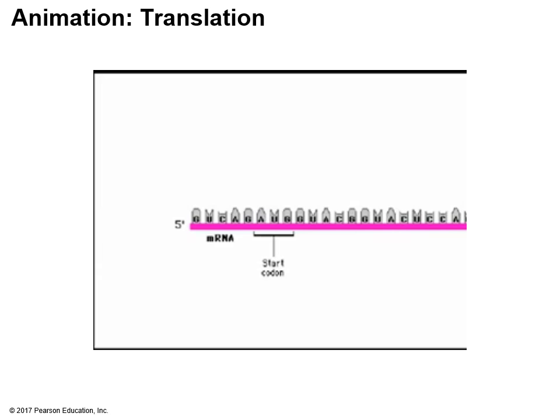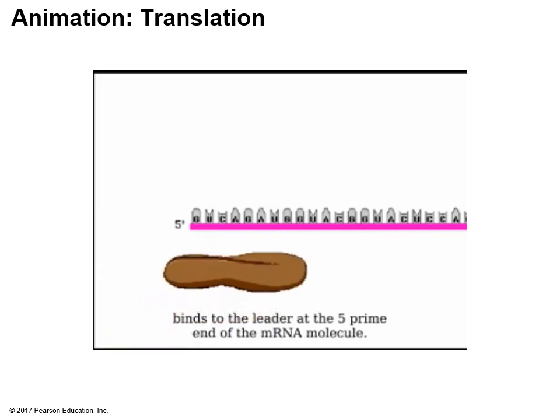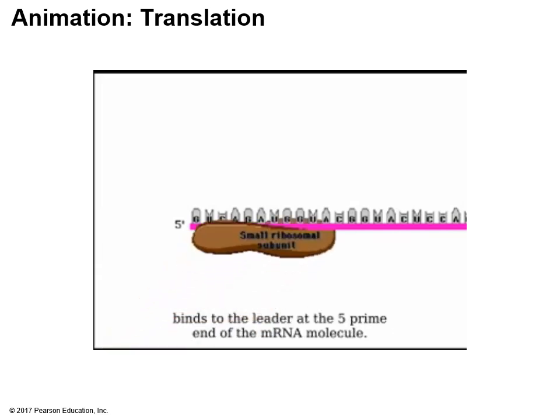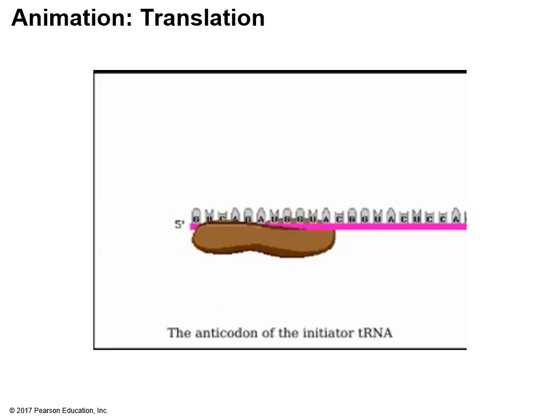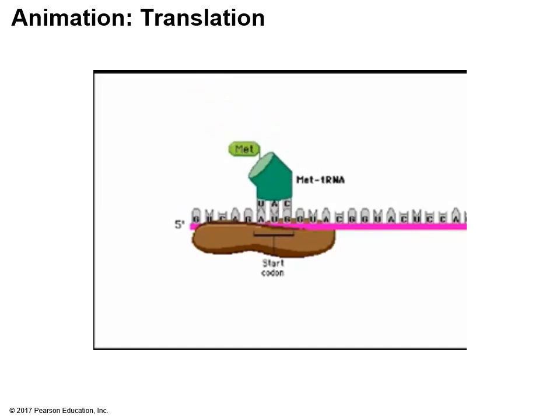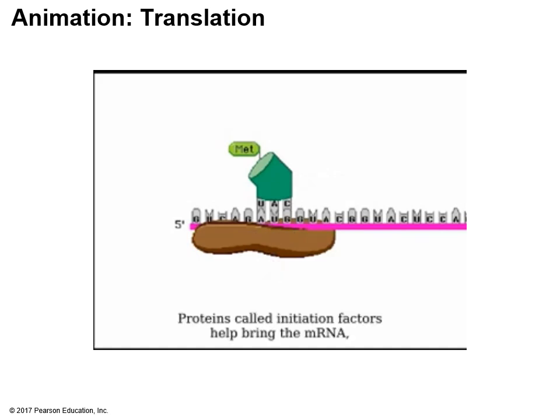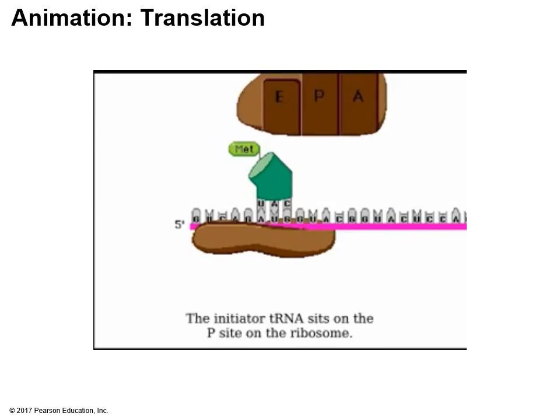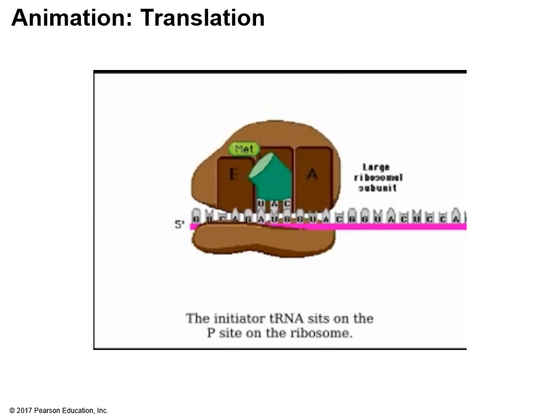Translation is initiated when the small ribosomal subunit binds to the leader at the 5' end of the mRNA molecule. The anticodon of the initiator tRNA binds to the start codon, AUG. The initiator tRNA always bears the amino acid methionine. Proteins called initiation factors help bring the mRNA, the initiator tRNA, and the small ribosomal subunit together with the large ribosomal subunit to form an initiation complex. The initiator tRNA sits on the P site on the ribosome.